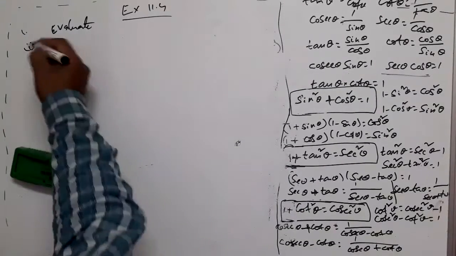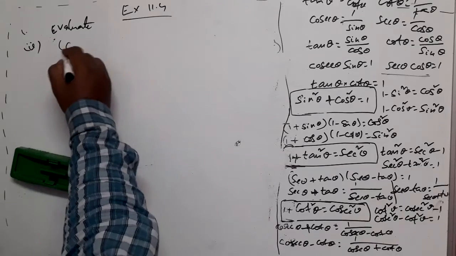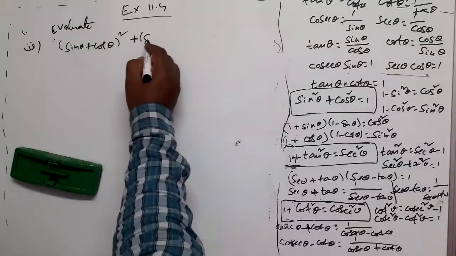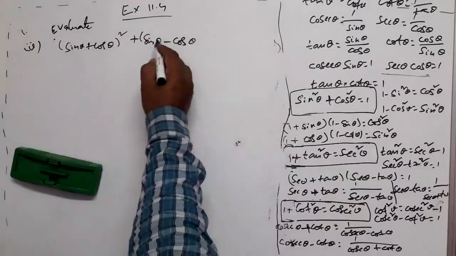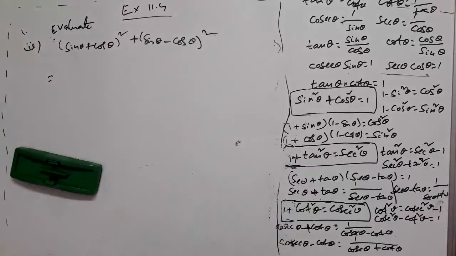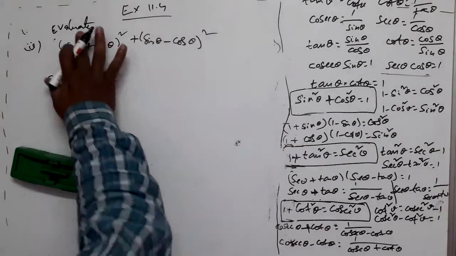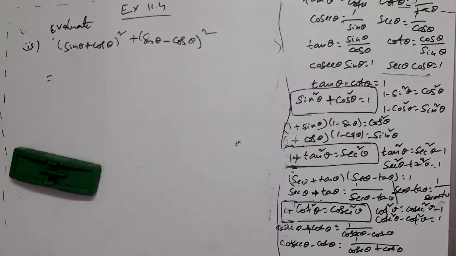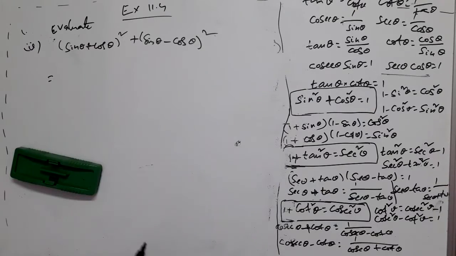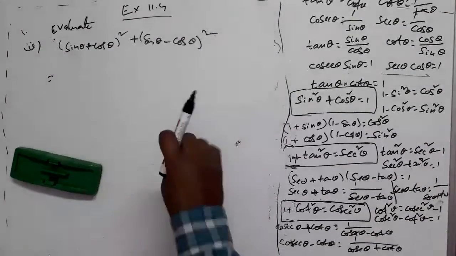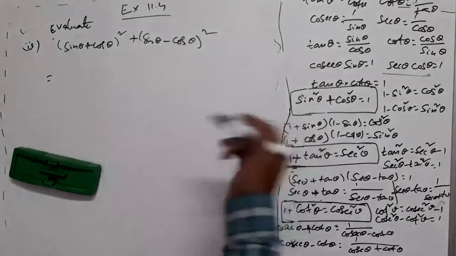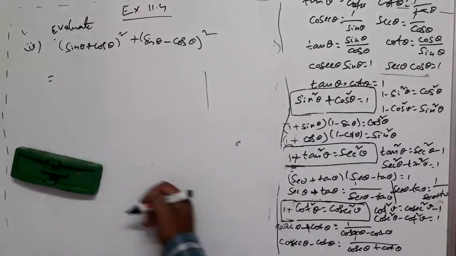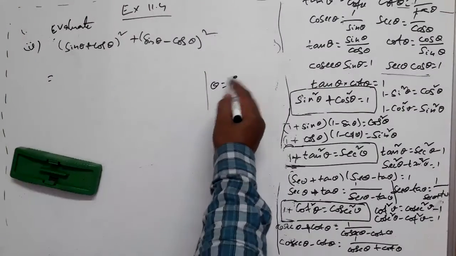Evaluate sin theta plus cos theta whole square plus sin theta minus cos theta whole square. Yes, this is what you are supposed to find out. What is the value of this? Of course, you have got the idea. Yes, if you give any specific angle, you will get an idea of what the answer will be. Let us consider some value for theta. 0 degrees is easy, right?